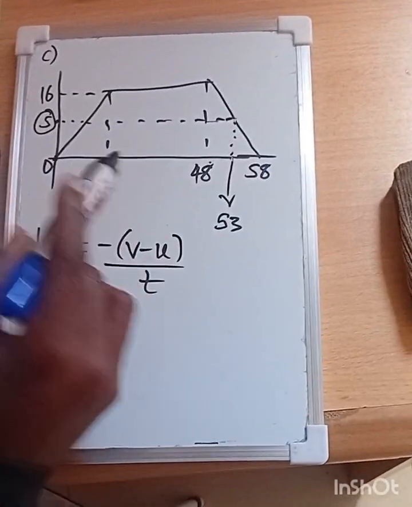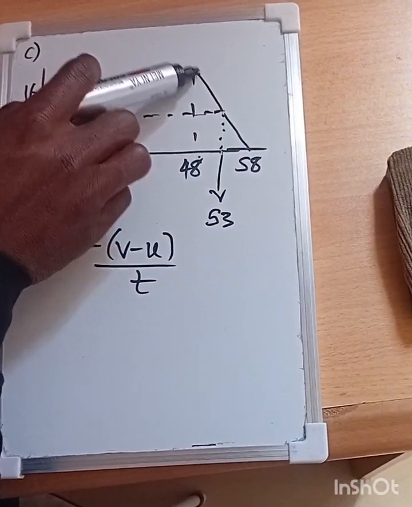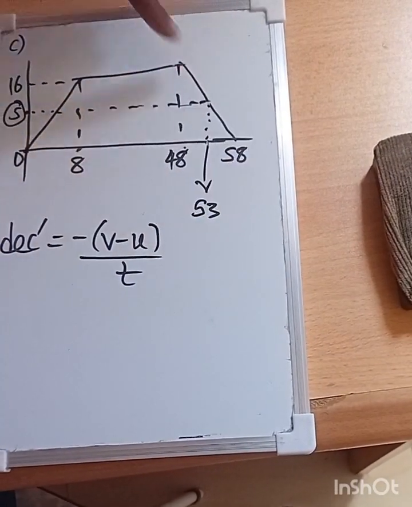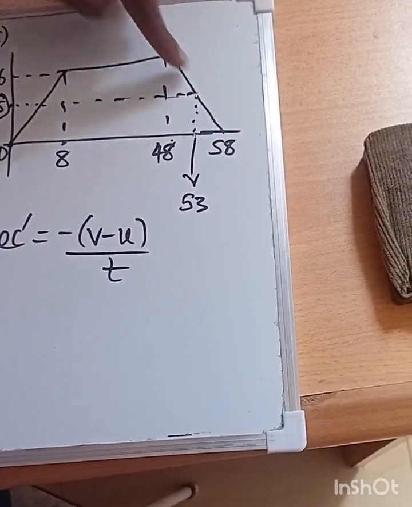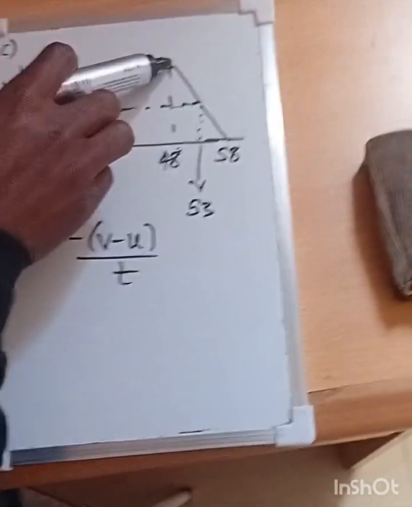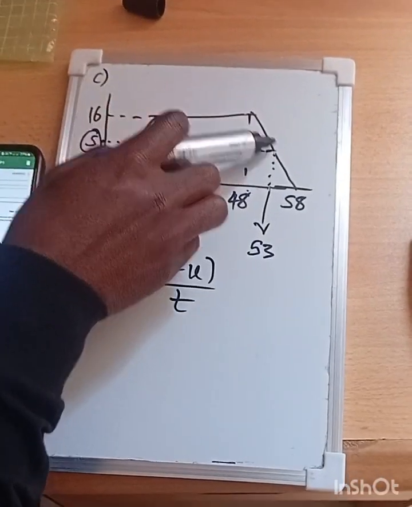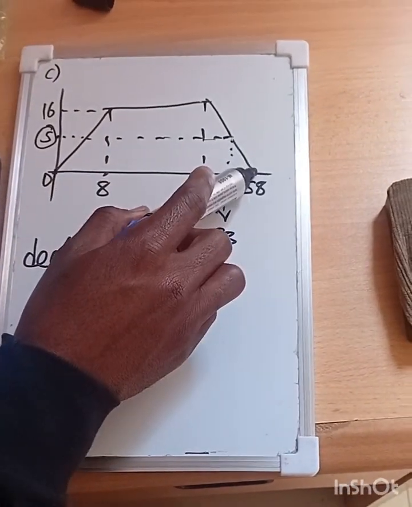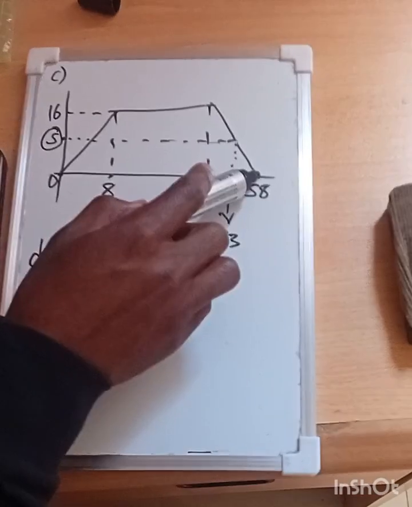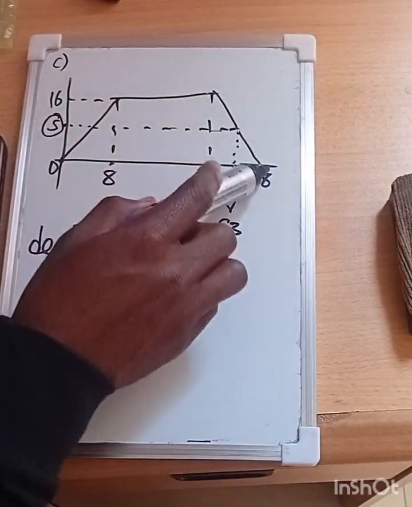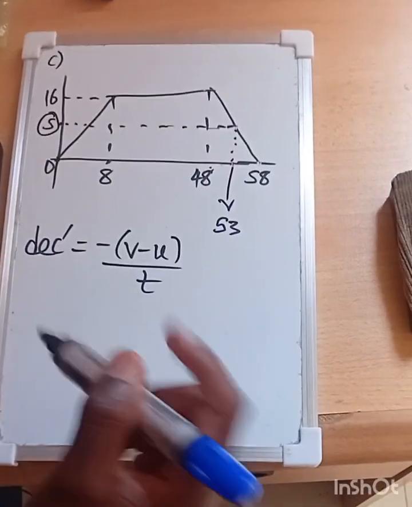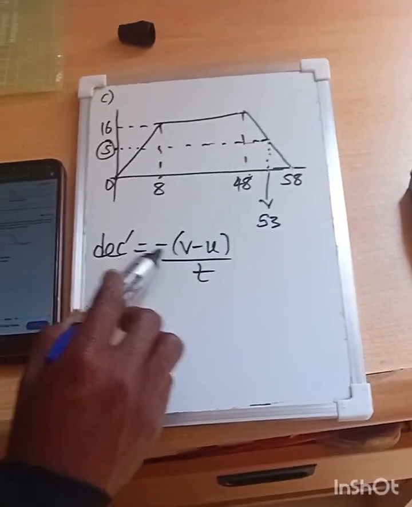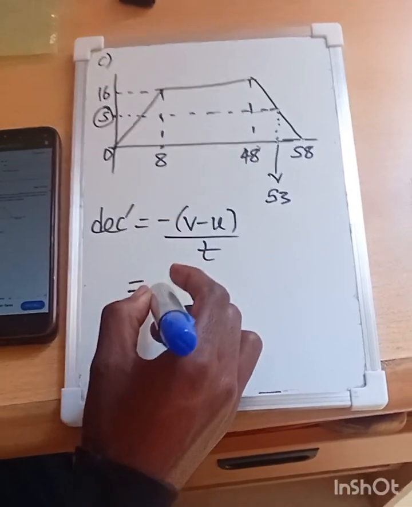Now what you need to understand: when the line is slanting downwards like this, this is deceleration, a decrease in velocity or speed. The deceleration here is uniform, it's constant. So we need to find the deceleration for this portion, from t of 48 to 58. Deceleration is negative: you get the formula for acceleration, put a negative, and then you're finding the deceleration.